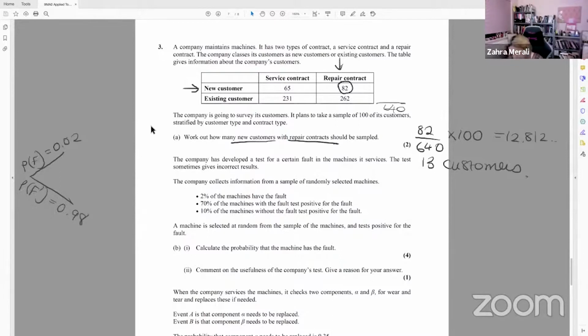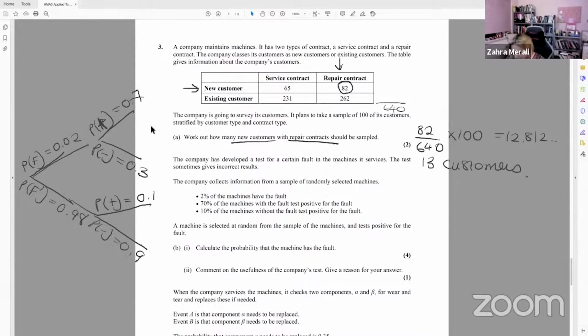Okay. Now, 70% of the machines with the fault test positive. So out of that, the probability positive, let's put a plus sign there, equals 0.7, and the probability negative, therefore, is 0.3. 10% without the fault, okay, that's not sounding like a good test, but okay, test positive, and that means 90% test negative.